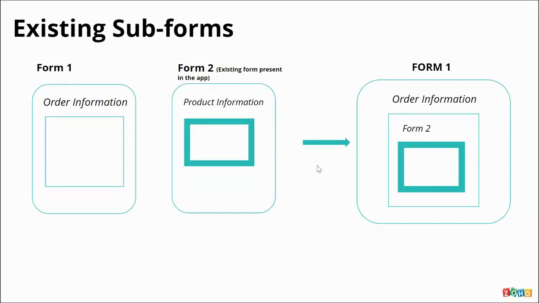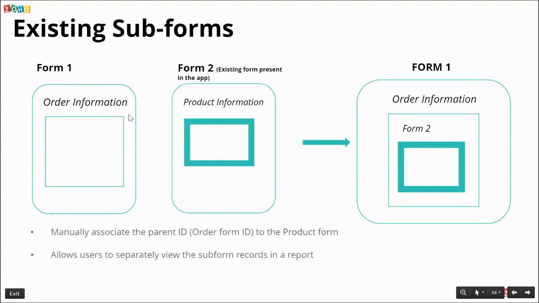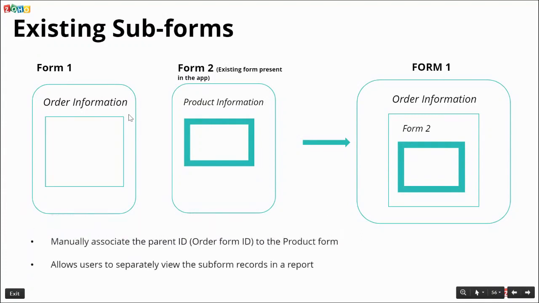Here, the parent-child relationship has to be set manually. It will not be identified by the system. So product information is a different form, and we will have to set up the relationship manually, stating that order information, that is form 1, is its parent. So what is the advantage of using the existing subform?